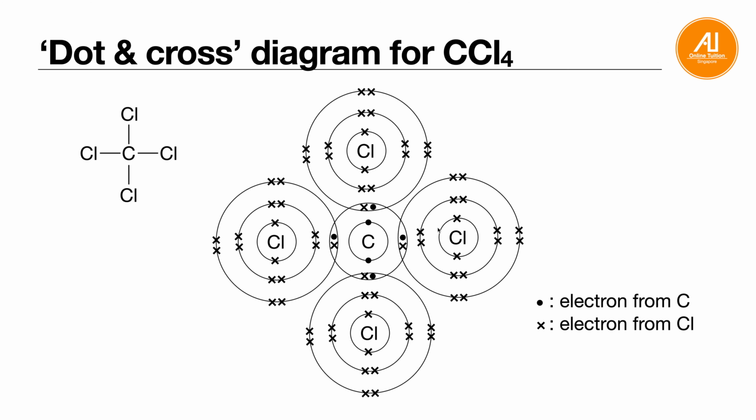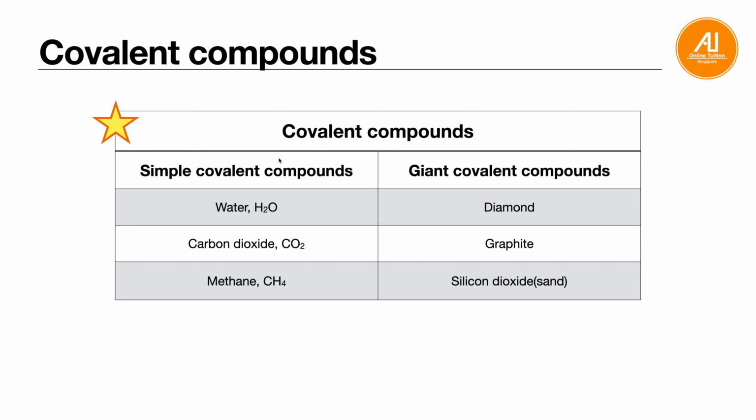So those inner shell electrons, you can ignore it. Okay, next one. So let's take a look in depth about covalent compounds. Covalent compounds can basically be categorized into two groups: simple covalent compounds and giant covalent compounds. For simple covalent compounds, typical examples are water, carbon dioxide gas, and methane. All these will form small molecules.